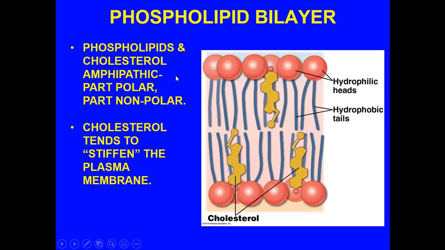Now, remember I talked about the phospholipids and cholesterol. Here are the cholesterol molecules. Here is the phospholipid with its hydrophobic tails. These are fatty acids. Here are the hydrophilic heads, so they will face the outside and the inside watery environments. Cholesterol tends to stiffen the plasma membrane. The term amphipathic refers to a molecule that is part polar and part nonpolar.